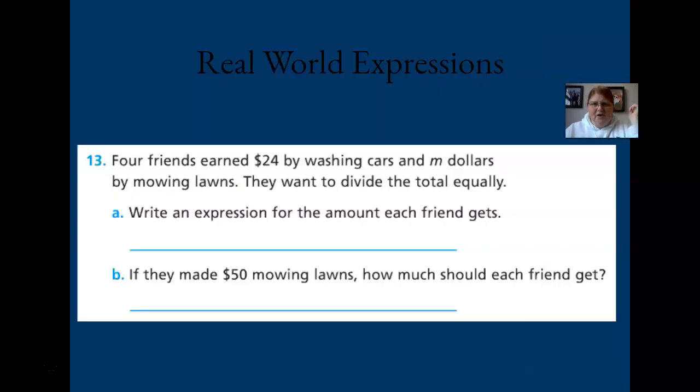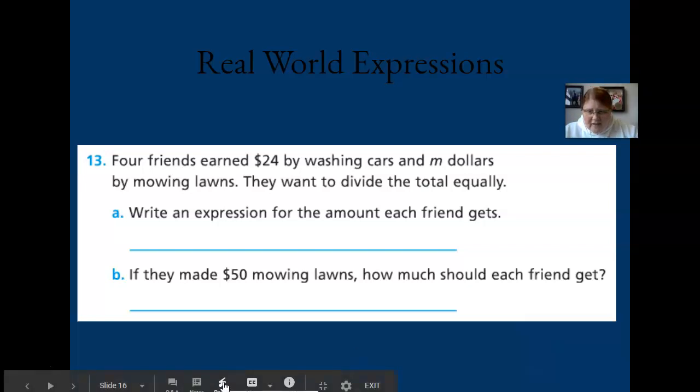Okay. All right. So now we are going to do some real world problems. So word problems basically, but how do I use this in real life? That's what we're looking at. So 4 friends earn $24 by washing cars and $M by mowing lawns. They want to divide the total equally. Okay, so that's our word problem. Let's see if I can.